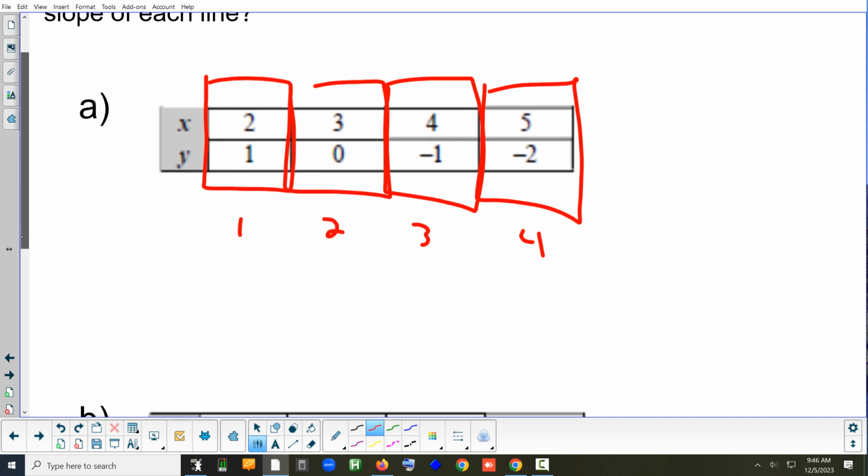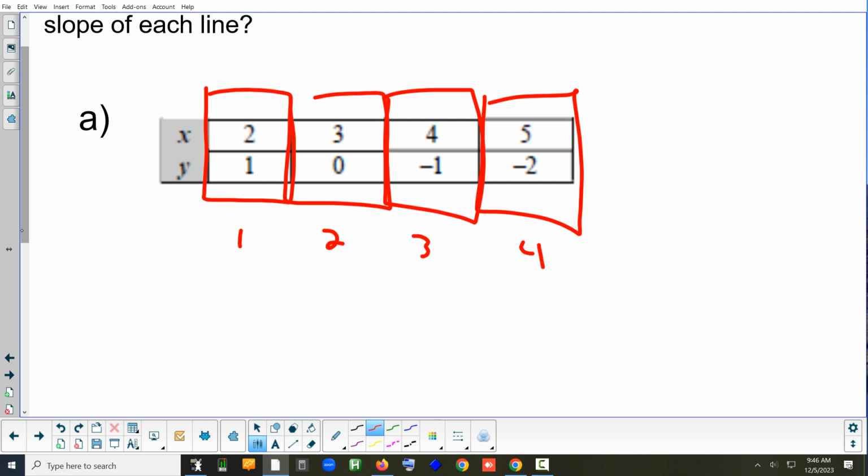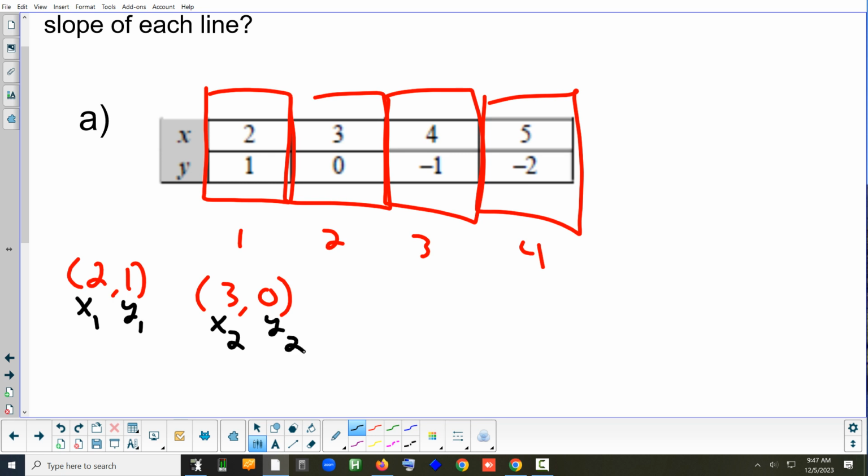1 and 2. So let's write 1. It's 2 comma 1. And 2 is 3 comma 0. First thing we want to do is label them. What do we label this first number as? What's the 2 going to be? X1, my first X. How about the 1? Y1, my first Y. How about the 3? X2, my second X. And the 0? Y2, my second Y.